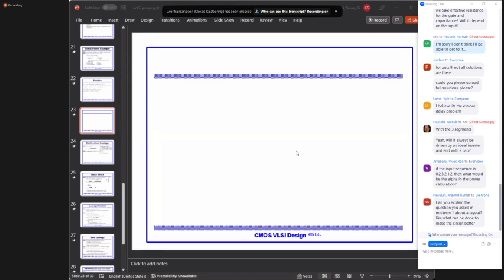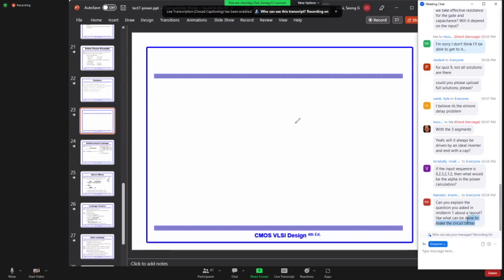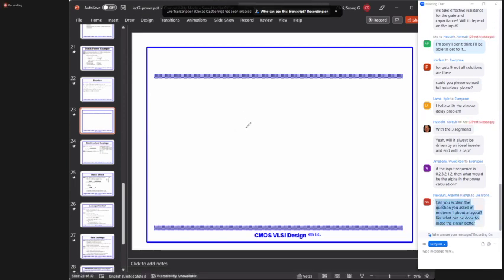We've got another question in the chat. Can you explain the question you asked in midterm 1 about a layout? Like what can be done to make the circuit better? Oh, okay. So there's only one reason why I asked that question, and it has to do with the overall parasitic reduction, given a gate, whatever the random gate is.